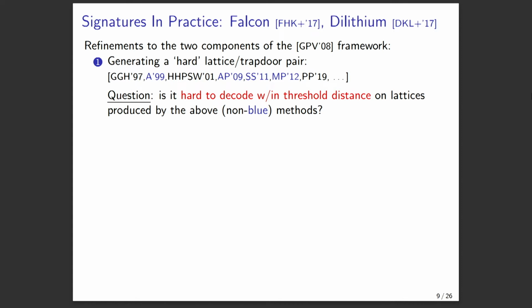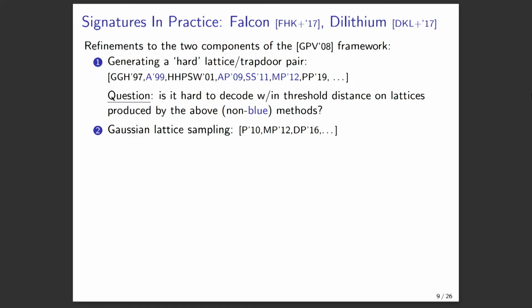And you could mess up and end up generating lattices that are easy. So the reason we like worst case hardness is that we know that if you stick to that distribution, it's a hard distribution of instances. So the question here is: is it really legitimately hard to decode within the required threshold on the lattices that are produced by these methods that don't have the worst case guarantee? So you have to resort to cryptanalysis, basically, or find a different kind of proof to support it. So that's a nice kind of research area that you could think about.